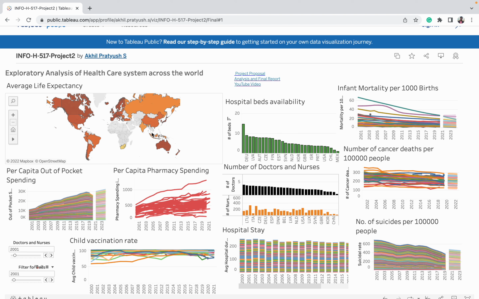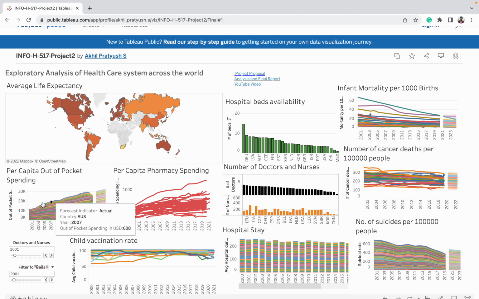Thank you, Akhil. Before going to my discussion, I will explain my choices for representing the data. To represent per capita out-of-pocket spending, we have chosen an area chart. To represent per capita pharmacy spending, we have chosen a line chart, and for child vaccination rate, we have also chosen a line chart. We are using different color encodings to differentiate countries, and we added tooltips for each and every chart so that the data is clearly visible.